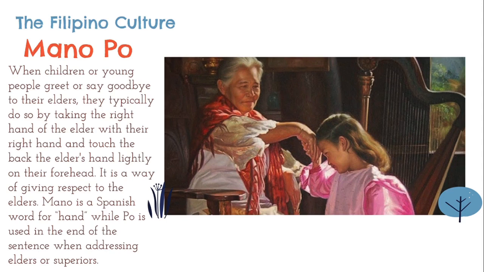Okay, so mano is a Spanish word for hand, and that's why you take the right hand of the elder with your right hand, and then you place it against your forehead, and that signifies that you are receiving a blessing from your elders. It is usually done towards those who are older by 2 generations or more. So that's mano. Mano is hand, while po is used at the end of the sentence when addressing elders or superiors. Po at opo.